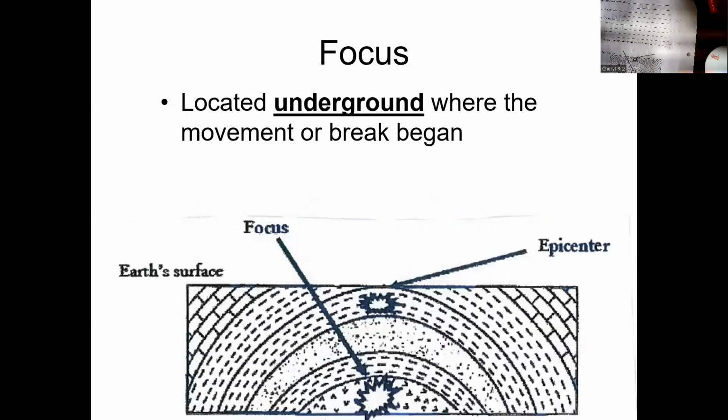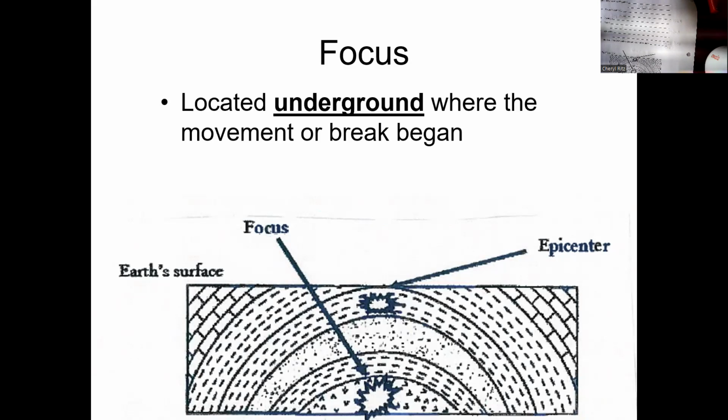All right, so a couple earth science vocab words here. The focus is a new vocab word for you. You've probably never heard it before in this context. A focus is located underground where the actual movement of the plates occurs. So this is really the earth science definition of where the earthquake happens. It could be close to the surface, it could be deep underground, but again, this is underground.